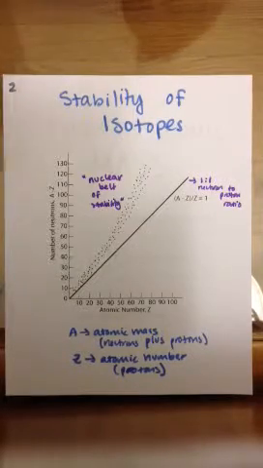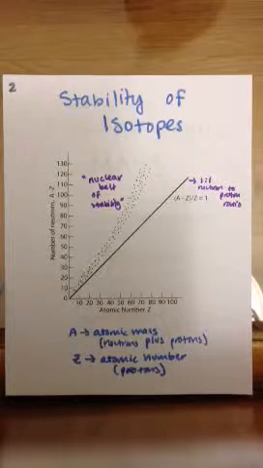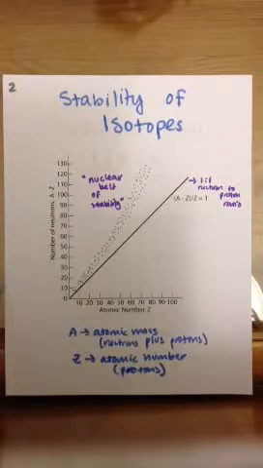These dots form what is called the nuclear belt of stability, representing the composition of the nuclei of the most stable isotopes.